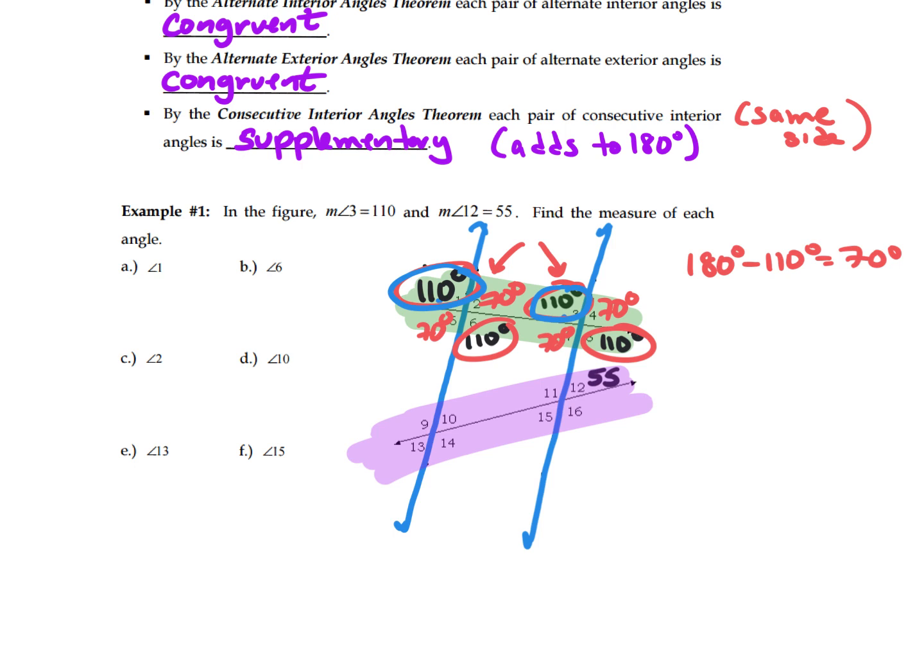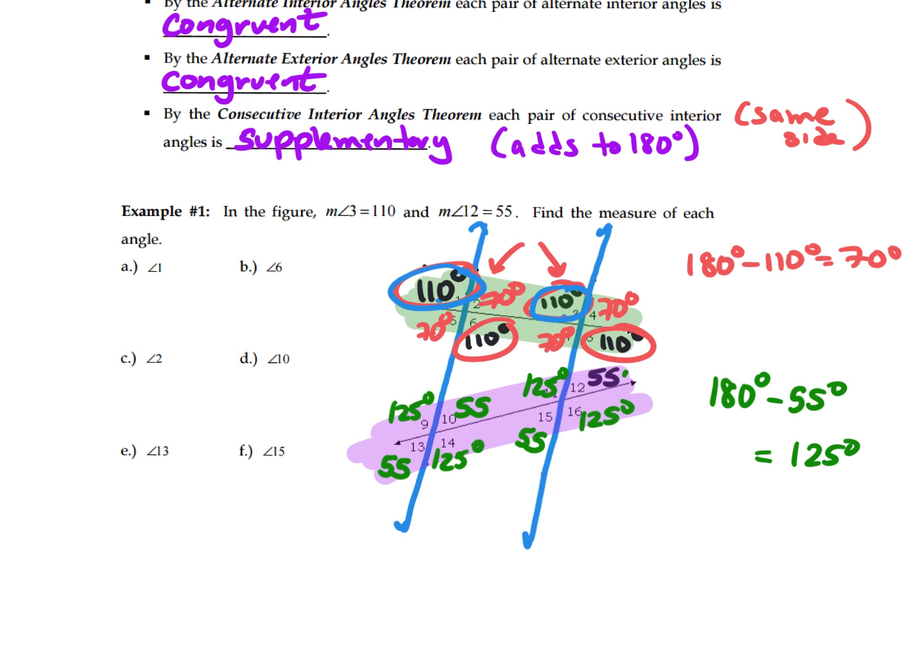Same idea here. If 55 is there, we know 10 is 55 because it corresponds. Then I know 15 is 55 because of alternate interior. And then this 13 would have to be 55 because of alternate exterior. Then for the rest, we'll just do 180 minus 55, which is 125. So the rest of these should be 125, 125, 125, 125.